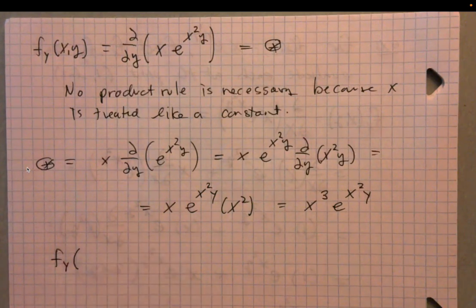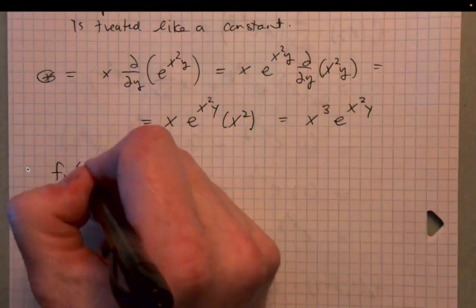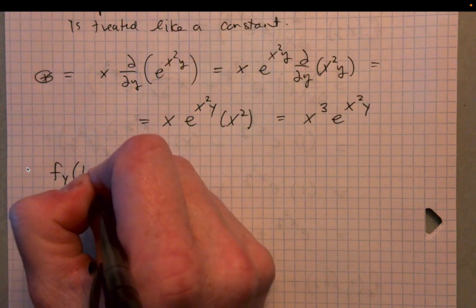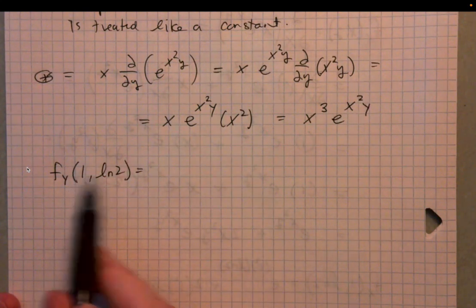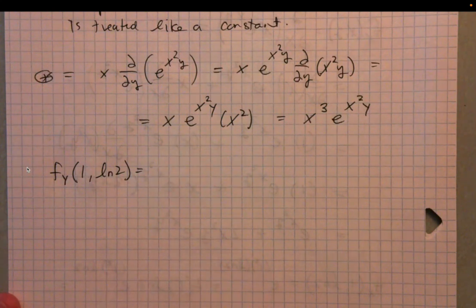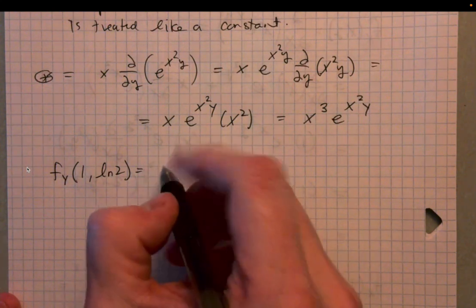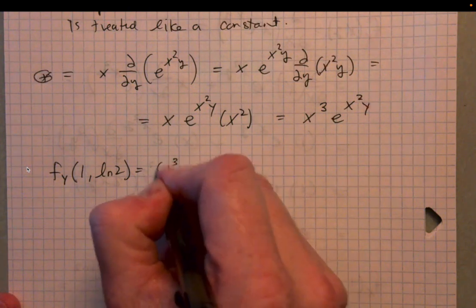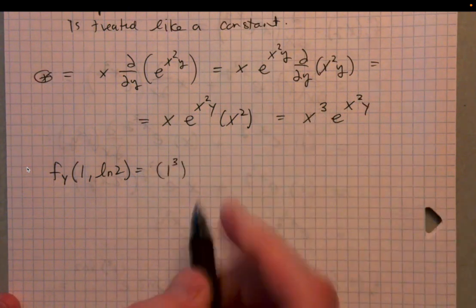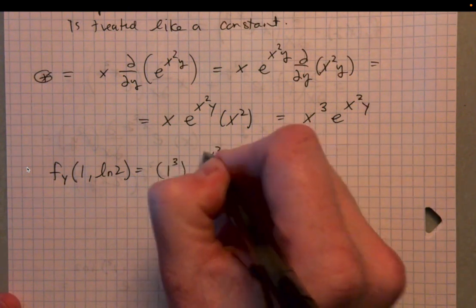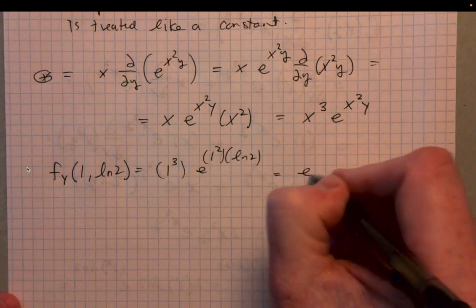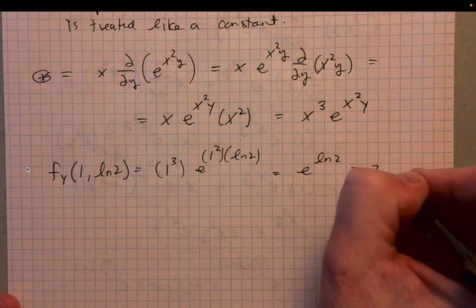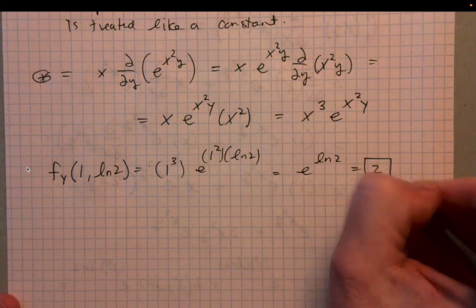Well, let's do that. F sub y at 1 comma ln 2. Well, again, you're going to plug in a 1 where you've got x's and an ln 2 where you have y's. And so this is 1 cubed, right? That's this one. And then it's e to the 1 squared times ln 2. All right, so this is just e to the ln 2, and so this one is just equal to 2.